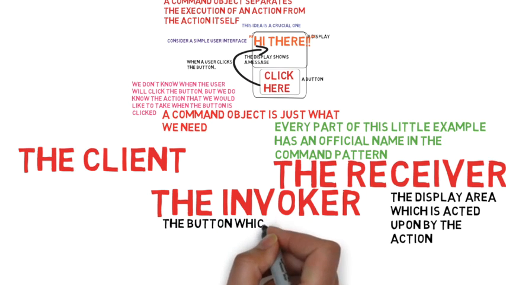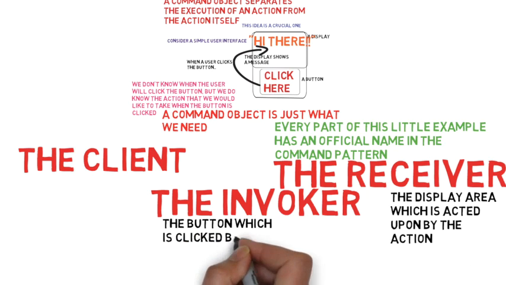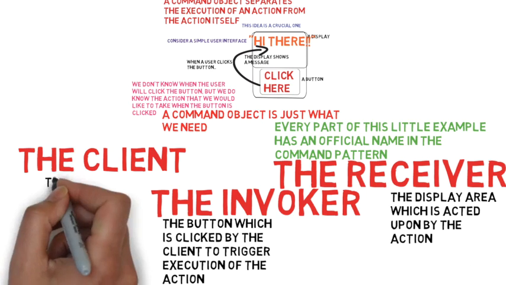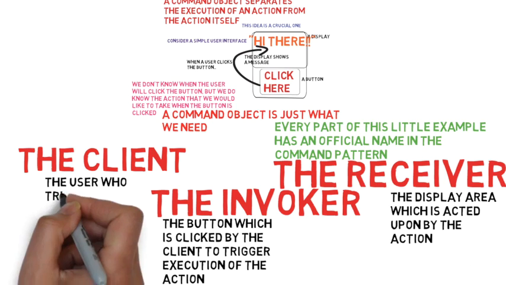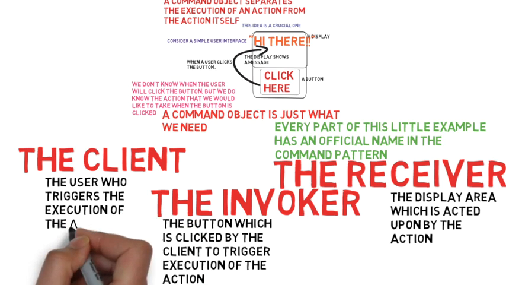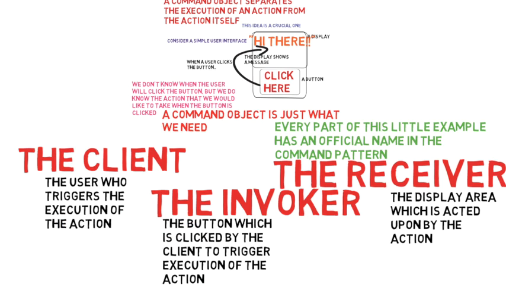The invoker is the button which is clicked by the user or the client to trigger the execution of the action. The invoker invokes the action, which is why it's called the invoker. Triggers the execution of the action. And lastly, we have the client. The client is the user who's figuring out when that action should be invoked. The user who triggers the execution of the action is the client. In this case, it's us as the user of that user interface. However, it could easily be another system.